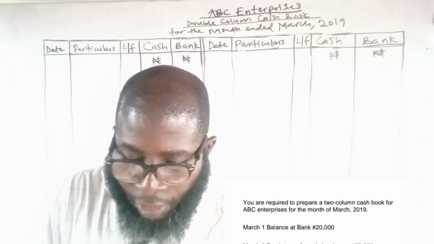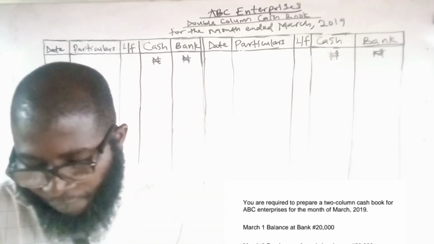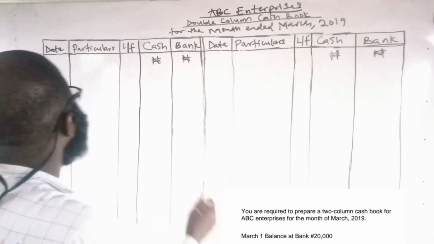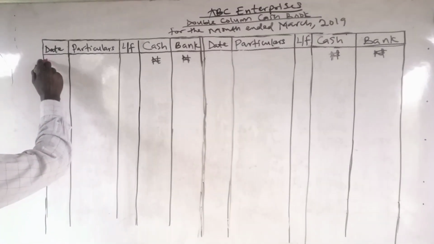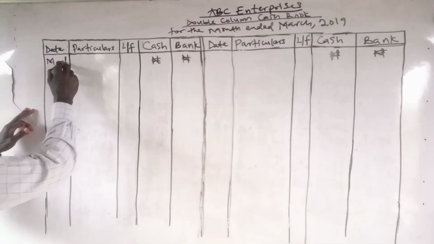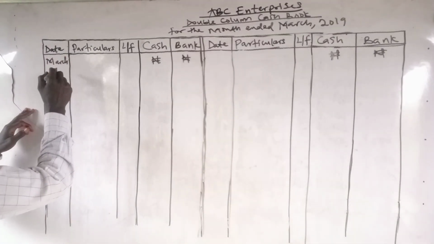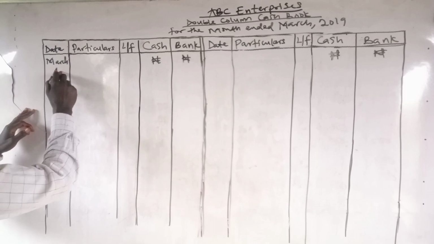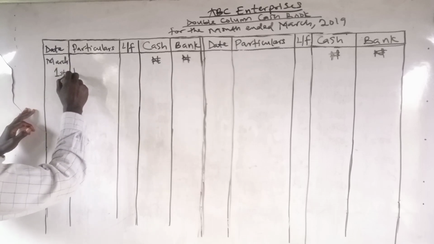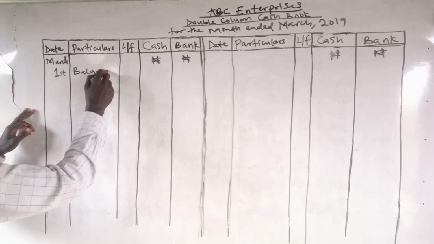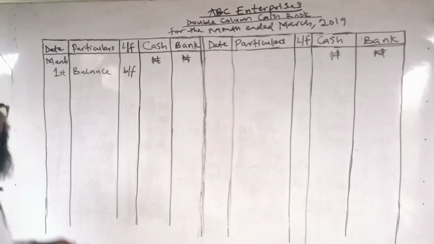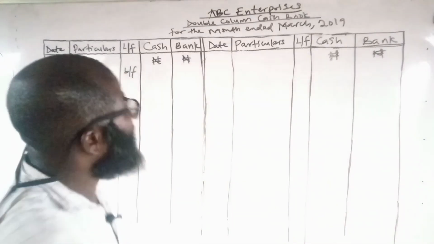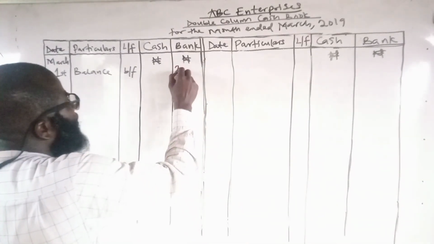Therefore, the first question goes thus. Balance at bank, 20,000 naira, March 1st. Then you come here, put March, then put 1st here. Just say balance brought forward. How much is it? We have it for 20,000 naira.